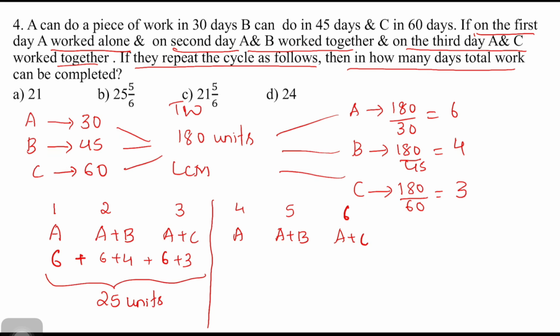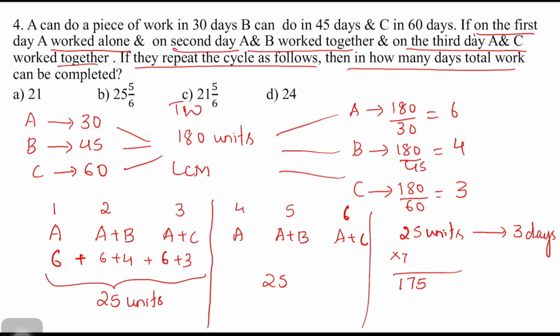But the total units is how much? 180. So again same thing, 25 units will be completed by this cycle. So 25 units is completed in 3 days. So into something nearby to 180 you should get. Into 7 if I do, I'll get 175. So 175 units. So into 7 you do here also. So 175 units is completed in 21 days.